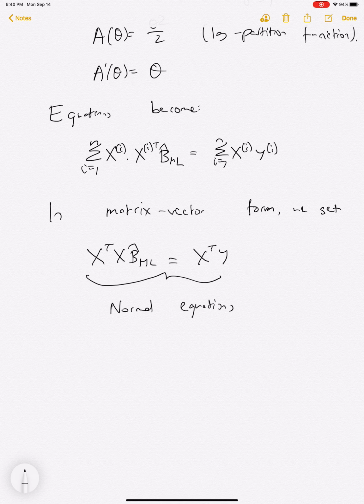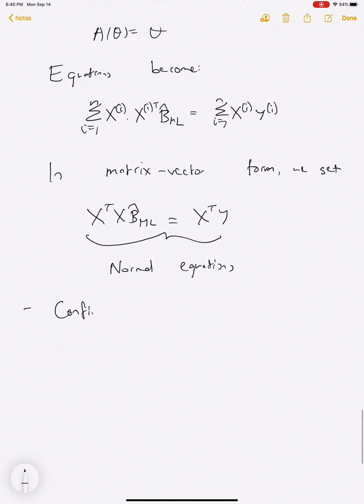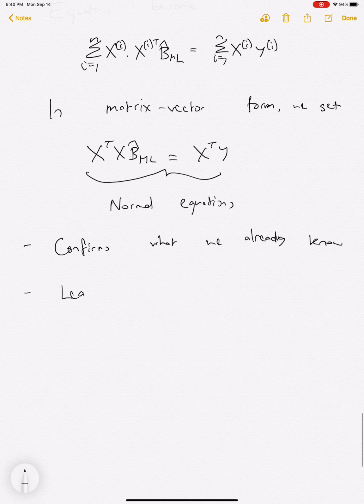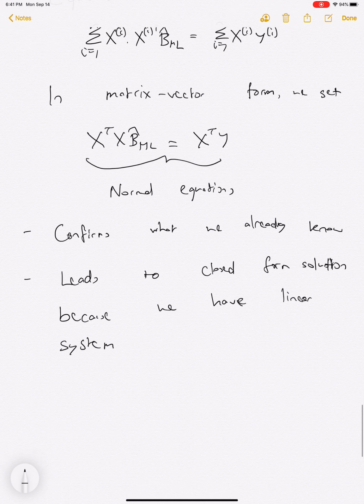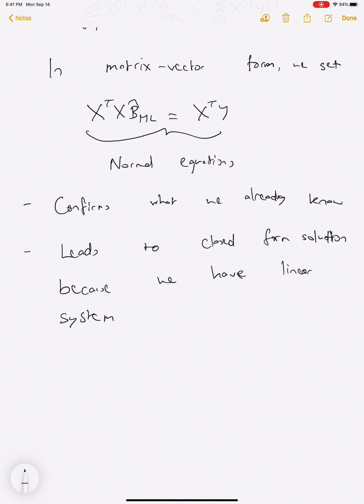And so this is really nice. This is not anything new. It just confirms what we already know. And we know that this leads to a closed form solution, because we have a linear system. We have p equations and p unknowns, as I mentioned earlier. I'll just remind you that here x is in R to the n by p, and y is in R to the n. Because we have a linear system with p equations and p unknowns, we understand that very well. We know how to invert linear systems and so on. So this has a closed form solution.